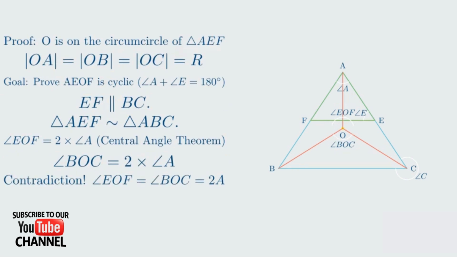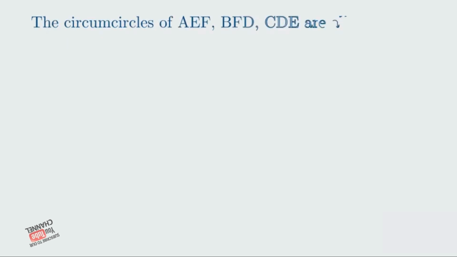So, since angle EOF equals angle A of triangle AEF, and angle BOC also equals 2A, we are led to a contradiction if we try to prove AEOF is cyclic this way. This shows a small but significant error in our approach. The circumcircle of AEF is not the same circle that passes through O, E, and F. It turns out the circumcircles of AEF, BFD, and CDE are all congruent to one another. Each of these circles is congruent to the circumcircle of the medial triangle.